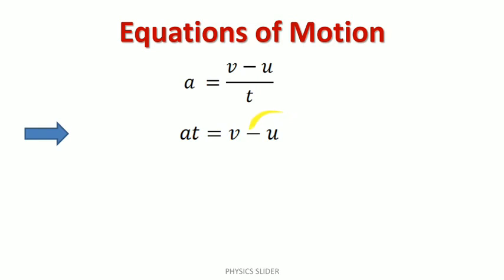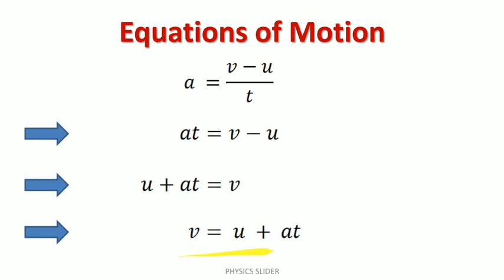Now we will take this minus u to this side. Then this negative u becomes positive when it comes to this side. It becomes u plus at is equal to v, and we can write it like this: v is equal to u plus at. And this is our first equation of motion that we needed to prove.